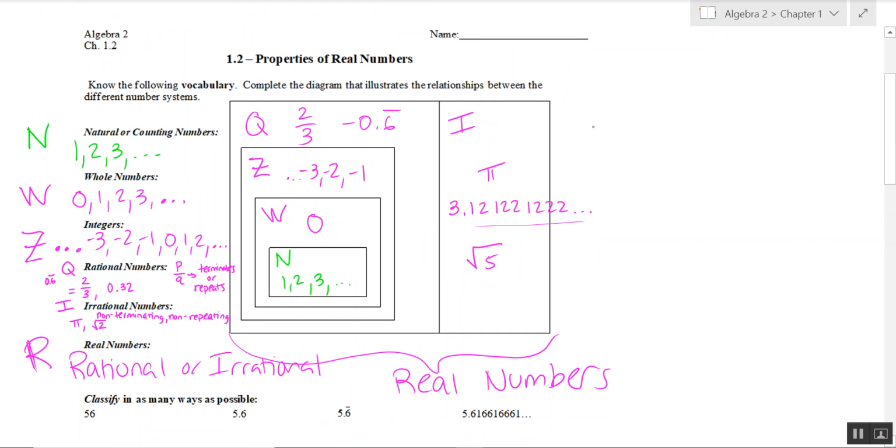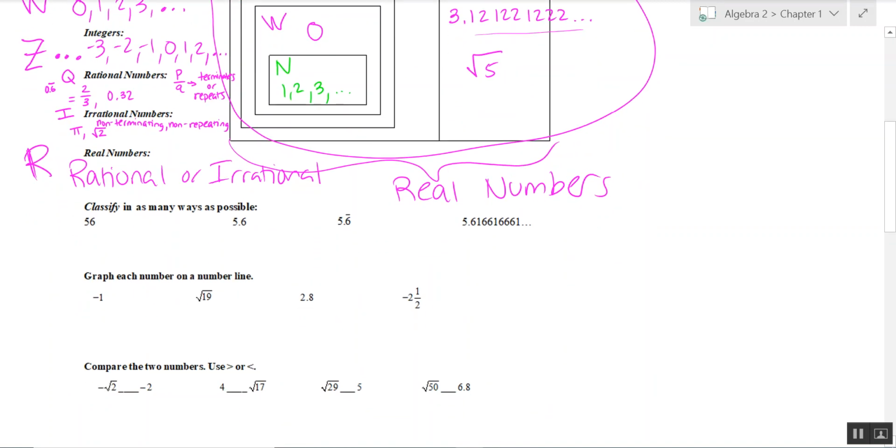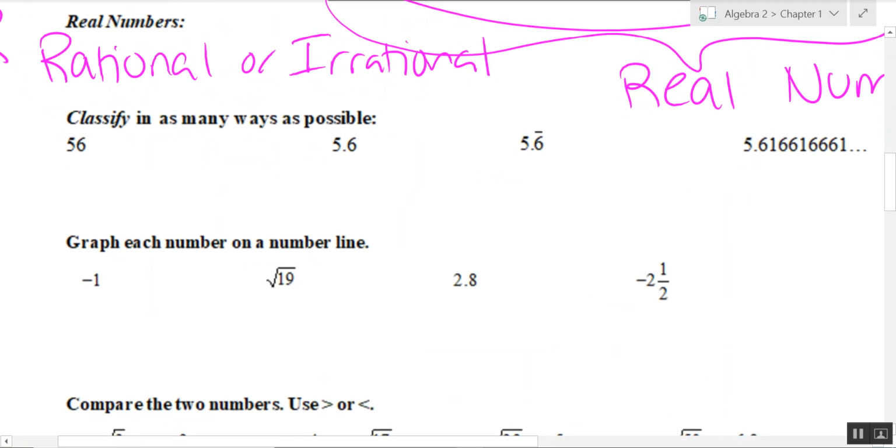So all of these numbers, everything in this box up here, all of those are real numbers. So on your test, you're going to get a question like this that says classify this in as many ways as possible, and we're going to use the letters here. So the number 56, and we'll start from the top. Is it a natural number? Yeah, you can count to 56. So I'm going to say N for natural number.